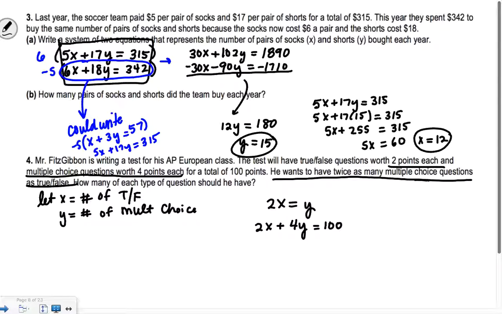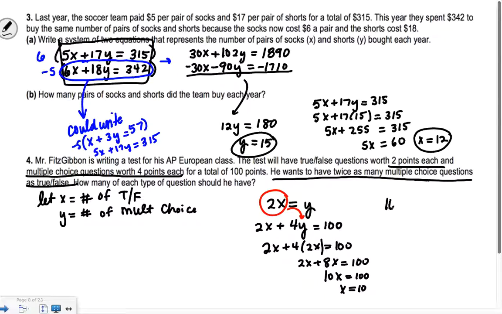Do you guys see it? Because we already have solved for y, so we take this 2x and we replace our y with it. So we have 2x plus 4 times 2x equals 100. So we get 2x plus 8x equals 100. So I have 10x equals 100. So x equals 10. So he's going to have 10 true-false questions.